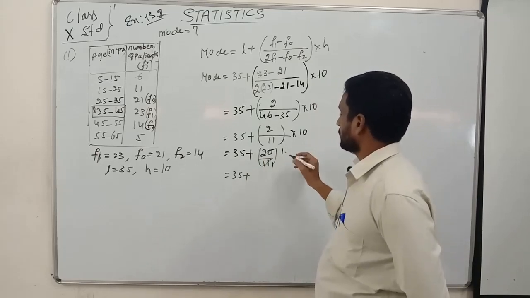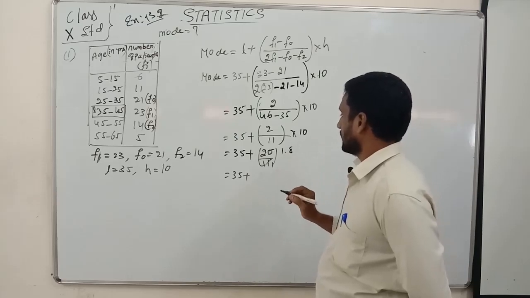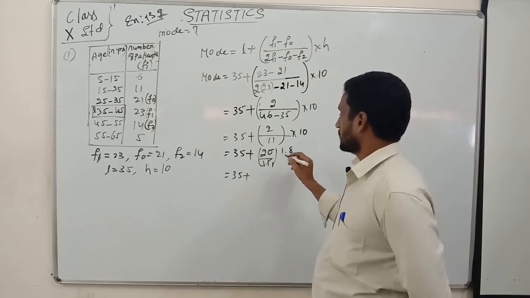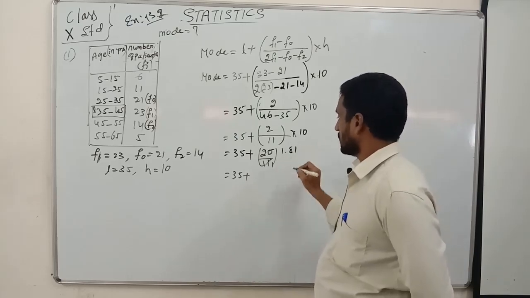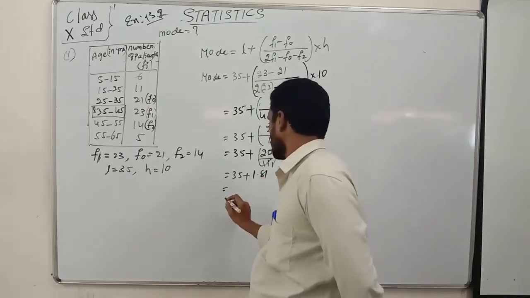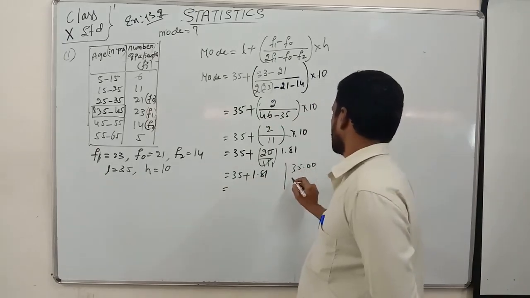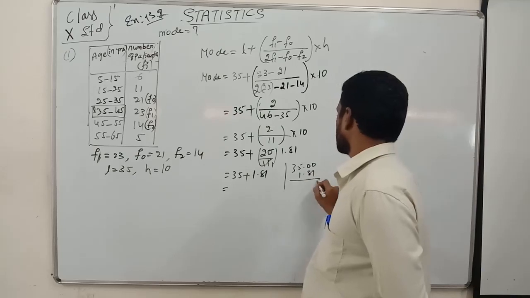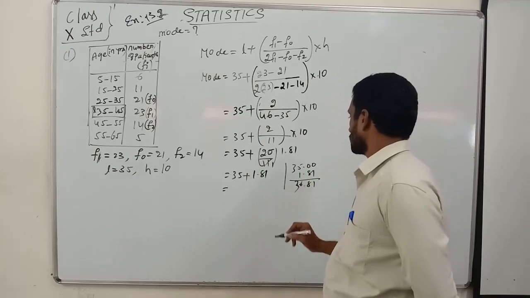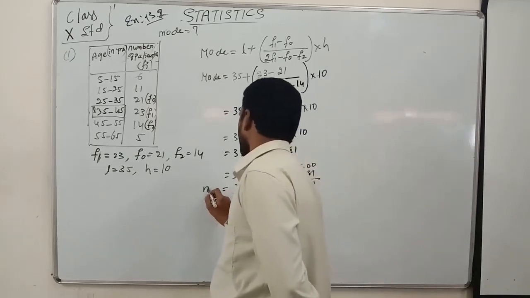So 11 8s are 88. Again 2 is there, 2 means again it becomes 20. So 11 1s are 11. So I think we will get 1.81 something here. So add this here. So you are getting 35.00 plus 1.81, so 36.81. This is called the mode here.